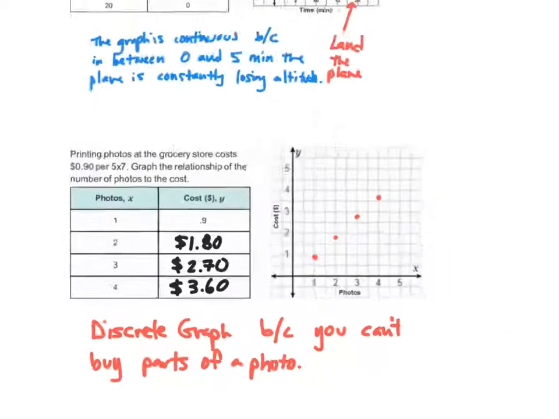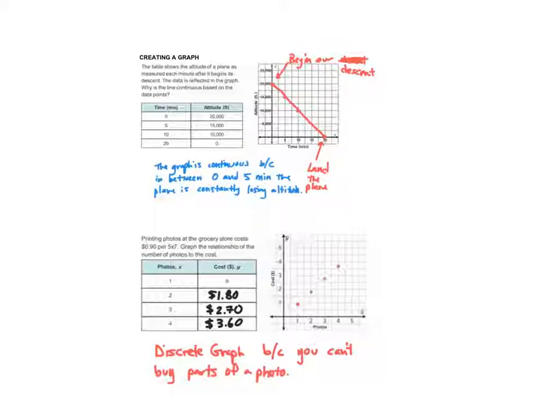So hopefully that lets you see the difference between a continuous graph and a discrete graph and why some of them are continuous and some of them are discrete. So it just depends on your situation.